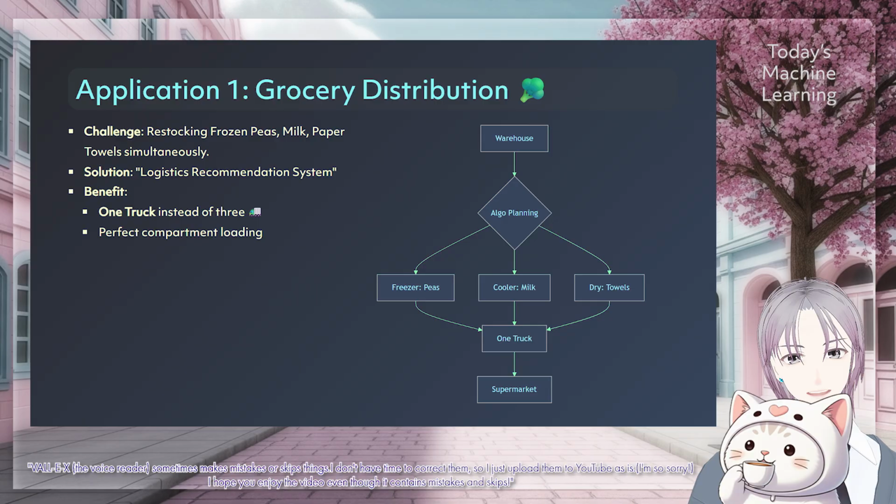One truck needs to bring frozen peas, fresh milk, and paper towels. Using the technology from this paper, the system acts like a recommendation system for the logistics manager. Just like a video site recommends the best movie for you to watch, this algorithm recommends the perfect loading pattern for the truck. It ensures the frozen peas go in the freezer compartment, and the paper towels go in the dry compartment, and it calculates the route so the truck arrives exactly on time, and the store manager is ready to unload. Without this, you would need 3 separate trucks, which is terrible for traffic and the environment.